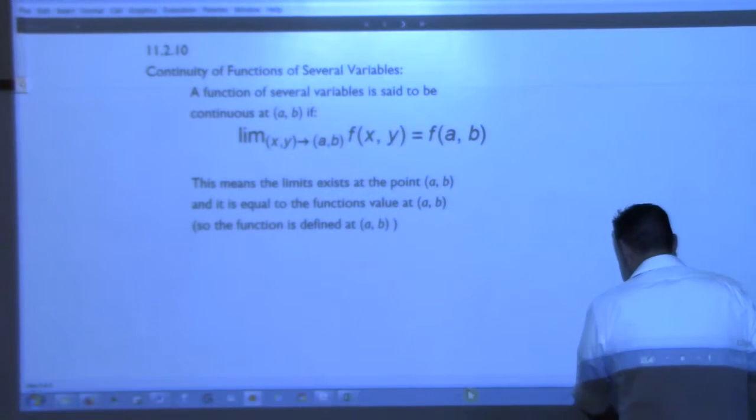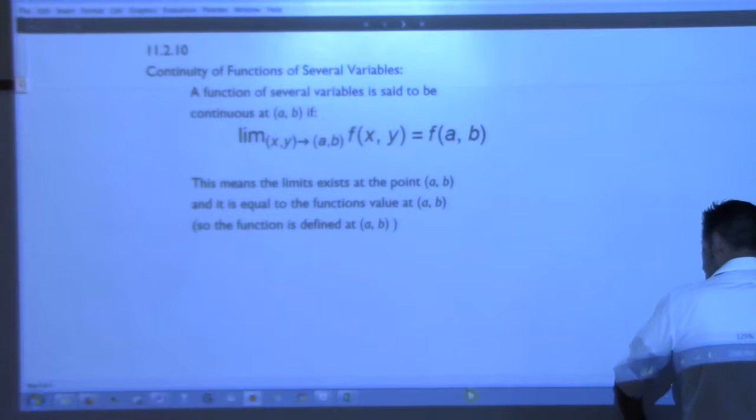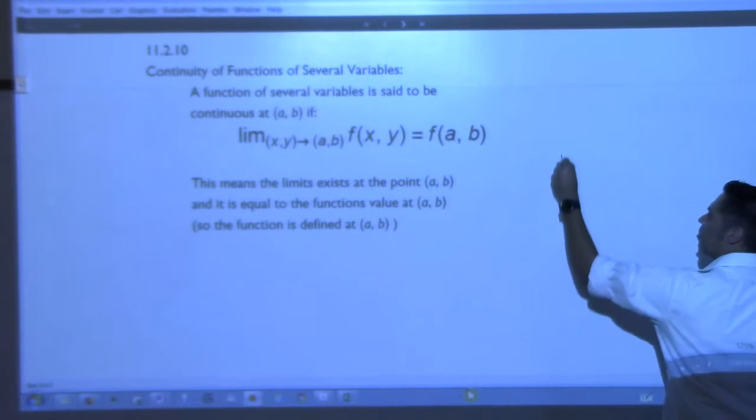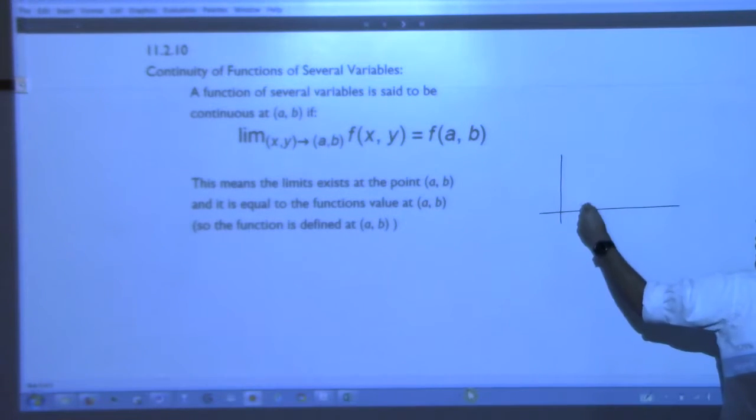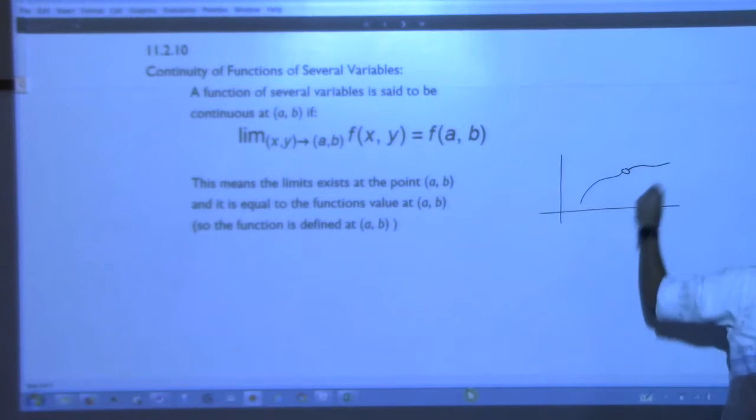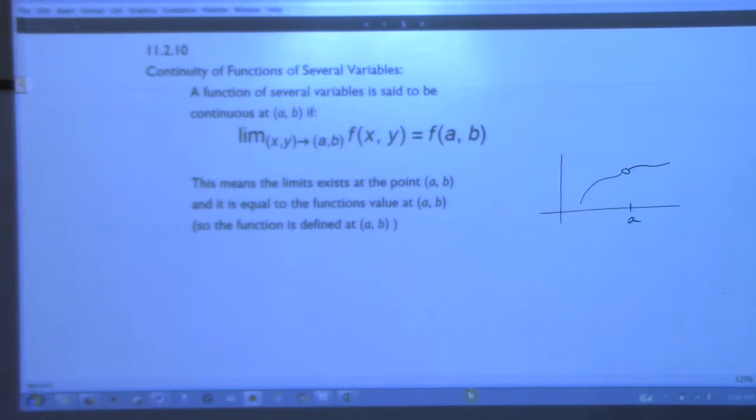So back again in Cal 1, when we graph a function like this, in Cal 1, does the limit exist at A here? Does the limit exist? Yes. Yes, because it's approaching the same thing from the left and the right. So in Cal 1, the limit exists.